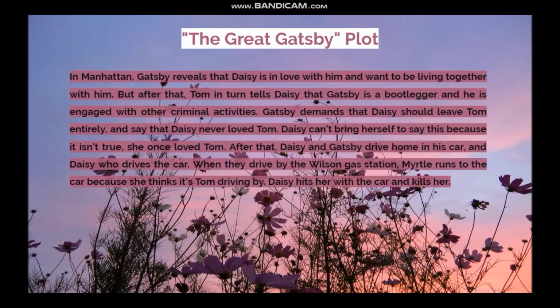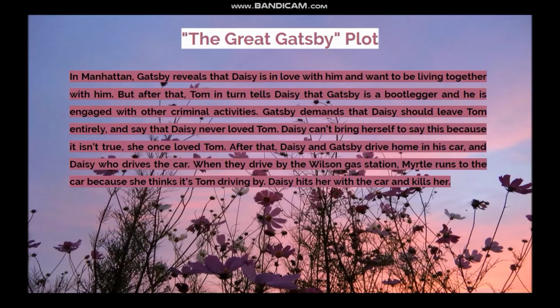In Manhattan, Gatsby reveals that Daisy is in love with him and wants to live together with him. But after that, Tom in turn tells Daisy that Gatsby is a bootlegger and is engaged in other criminal activities. Gatsby demands that Daisy leave Tom entirely and say that she never loved Tom. But Daisy can't bring herself to say this because it isn't true. She once loved Tom.